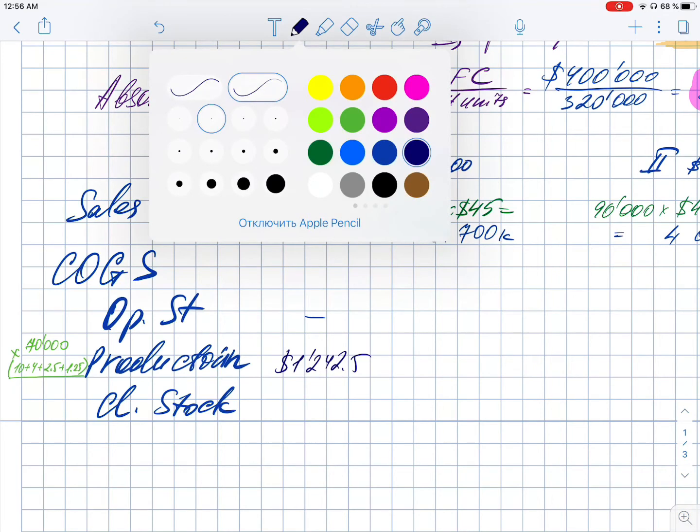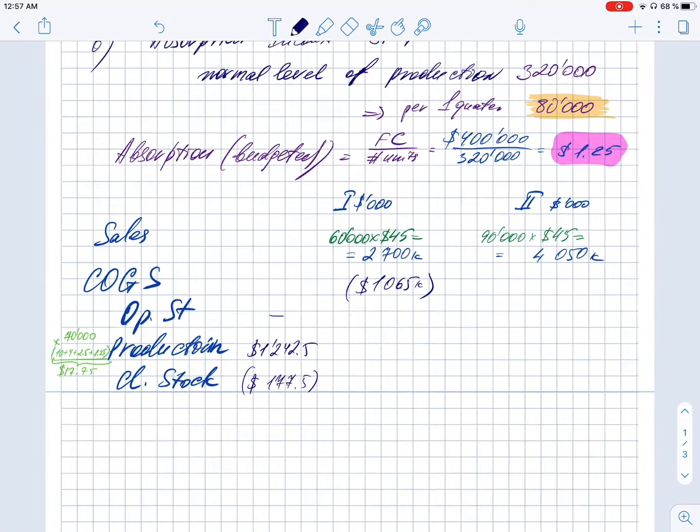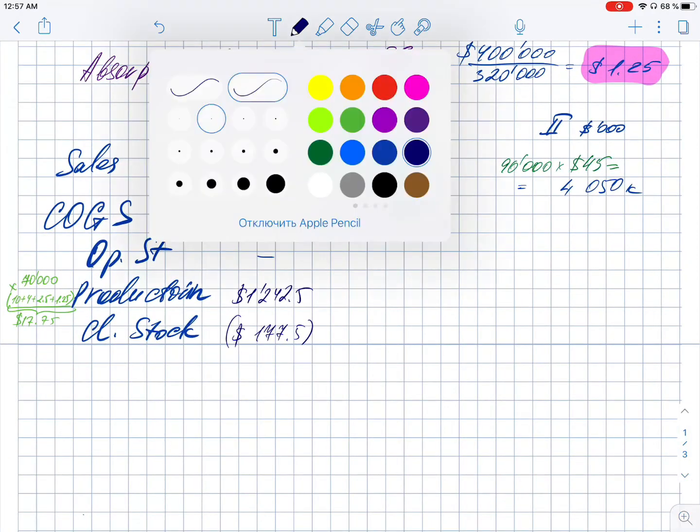Closing stock should be valued using the same calculation. By the way, that amount would be $17.75 per unit. So we have to multiply 10,000 units left at warehouse by 17.75, which is the cost of production of one unit using full cost. And we have to write it down here in order to deduct it from production cost for the purposes of calculation of cost of goods sold. So cost of goods sold equals, for the first quarter using full costing method, 1,065,000.